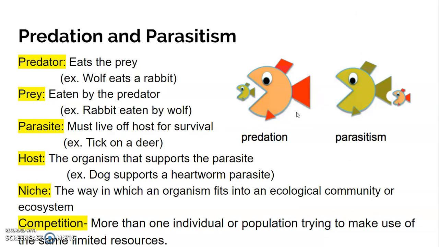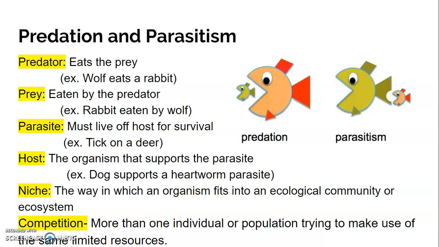Then we talked about predation and parasitism, okay? A predator eats prey. So for example, a wolf eating a rabbit. Prey is something that is eaten by the predator. A rabbit is eaten by the wolf. In that case, the rabbit is the prey. A parasite lives off of a host for survival. So for example, a tick on a deer or a flea on a dog. A host is the organism that supports the parasite. So a dog supports a heartworm parasite, or a dog supports a flea.